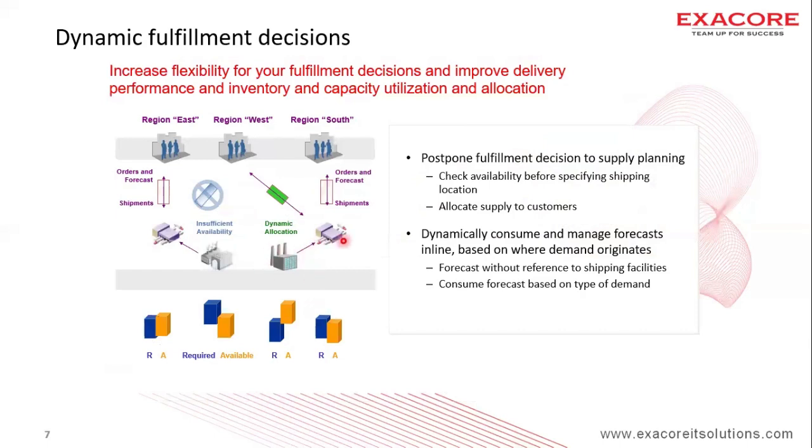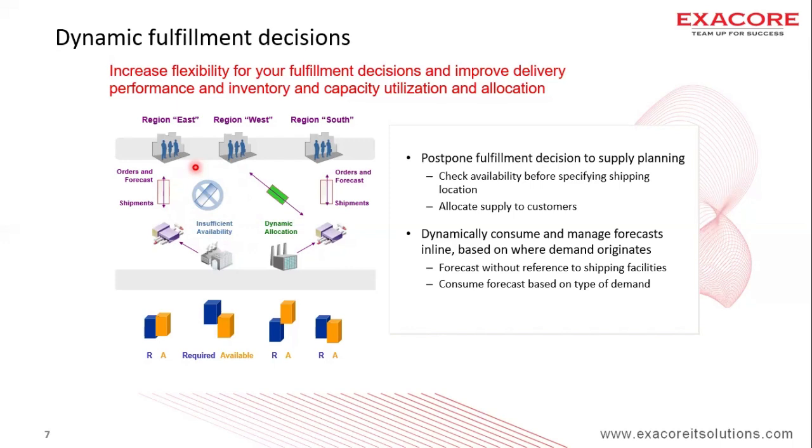Next is another ACP enablement called dynamic fulfillment decision. Dynamic fulfillment decision helps in automating decisions for planners to identify where and how to meet insufficient availability, and how we can overcome this insufficient availability in a location.